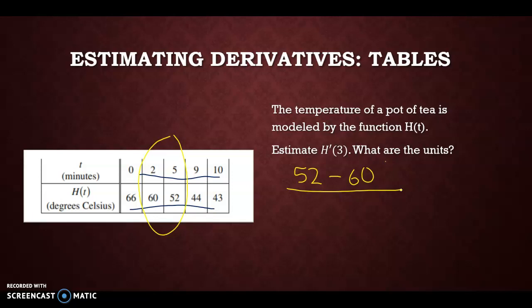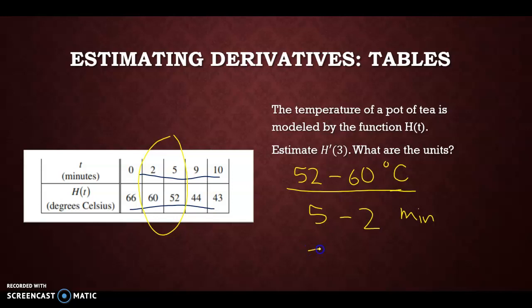And then before I do the run, I'm going to look at what are my units for that. Well, my units for that would be degrees Celsius, because I'm on that y coordinate. And then I'm going to do 5 minus 2, and that's in minutes. So it looks like my units would be in degrees Celsius per minute. It's a rate of change, remember, of the temperature.